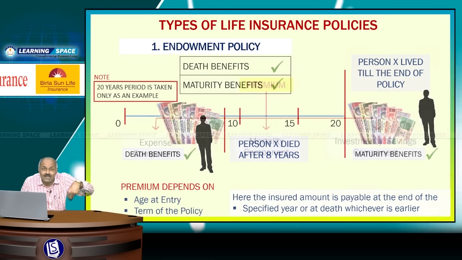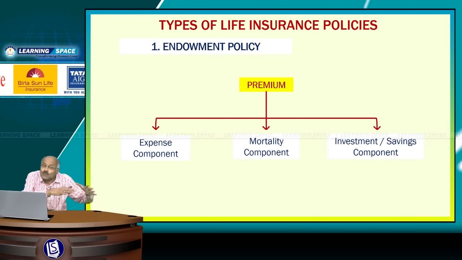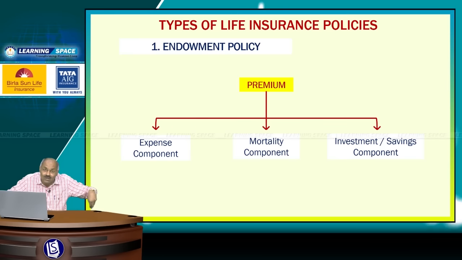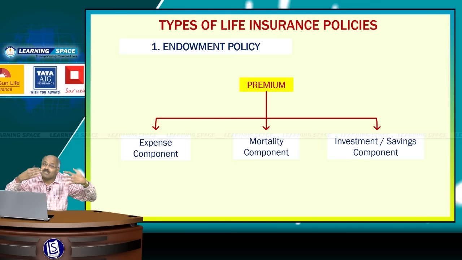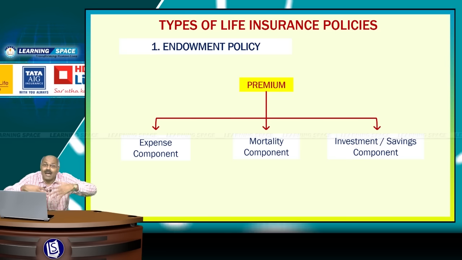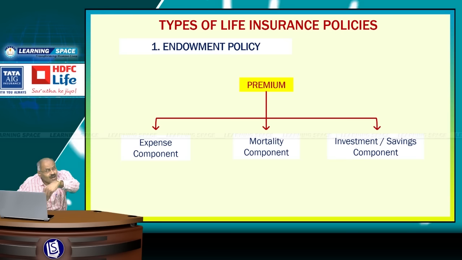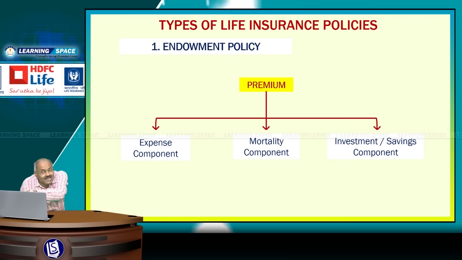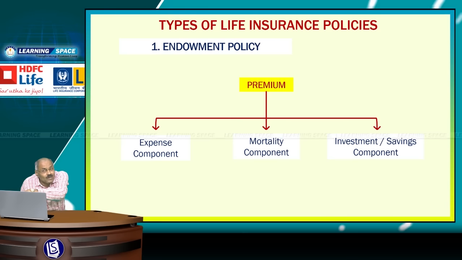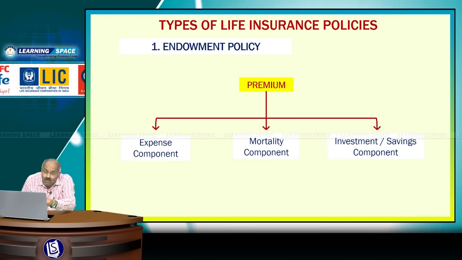And endowment policy, whatever the premium we pay, it will have three components. One is expense component. That means the expenditure of insurance companies. Insurance companies are required to bear the administrative costs, or required to bear the agent commissions. All this will be expense component. The second component is the mortality component. The third one is investment component. Why investment component? Because if the person lives beyond 20 years, he will be getting some maturity benefits. That's why this investment component will also be there.